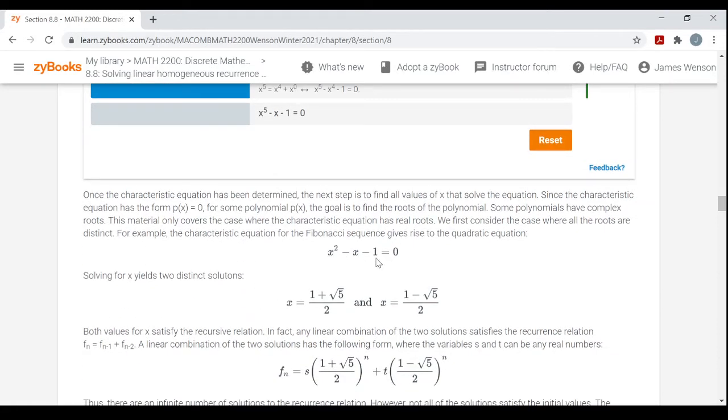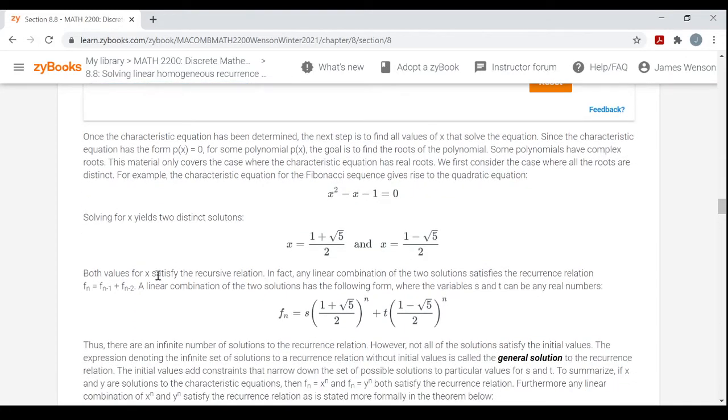Alright, and we saw this one earlier. Right? This was the characteristic equation for our Fibonacci sequence. X squared minus x minus 1 equals 0. And if you use the quadratic formula, since this is quadratic, you get 1 plus the square root of 5 over 2 as one value of x, and 1 minus the square root of 5 over 2 as another value of x. And both of these satisfy the recursive relation.